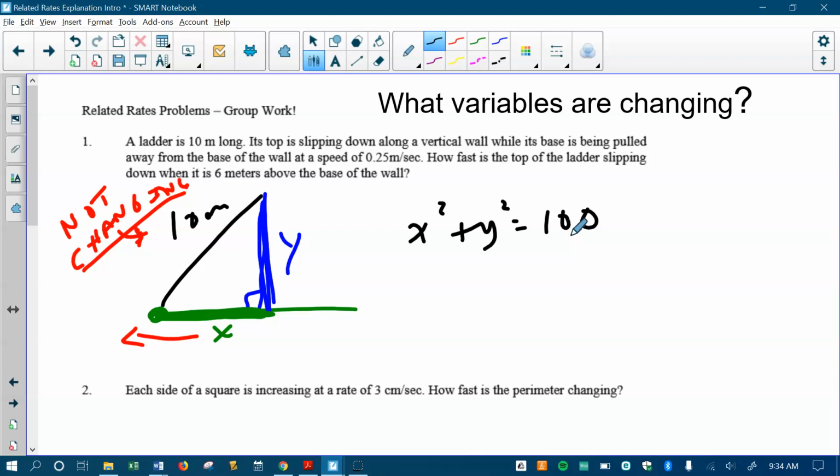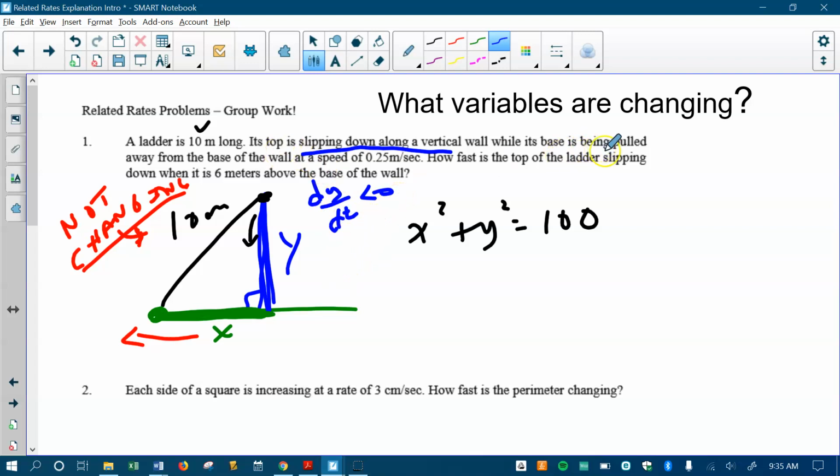And the last thing that I'm going to do here, I'm just going to read through the problem, make sure I use all the information. Ladder's 10 meters long. Its top is slipping down. Okay, so the ladder is falling. What that piece of information tells me, this little slipping down part, means that the rate that y is changing with respect to time is going to be negative. The reason that it's going to be negative is because the distance between this point and the bottom is decreasing. This height is decreasing. So the rate that y is changing at is negative.